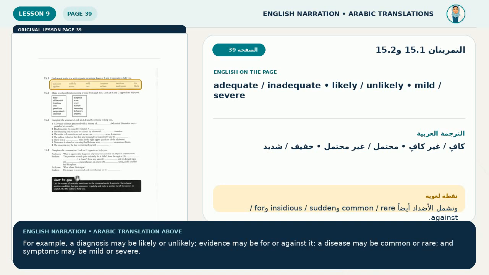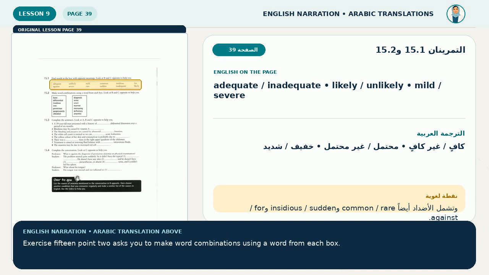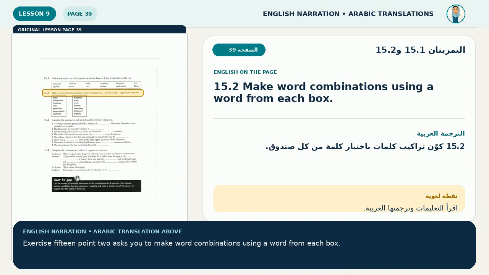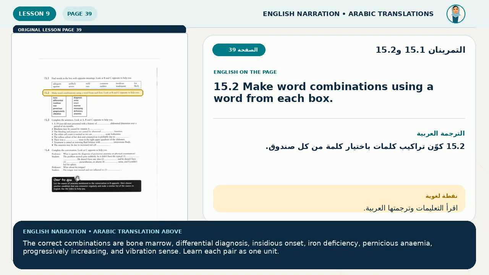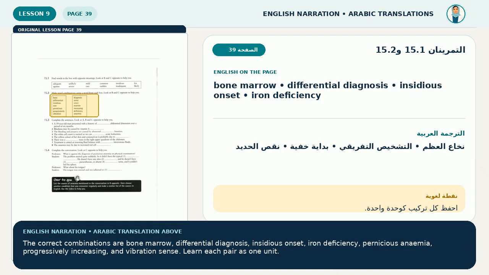Evidence may be for or against it. A disease may be common or rare. And symptoms may be mild or severe. Exercise 15.2 asks you to make word combinations using a word from each box. The correct combinations are bone marrow, differential diagnosis, insidious onset, iron deficiency, pernicious anemia, progressively increasing, and vibration sense.